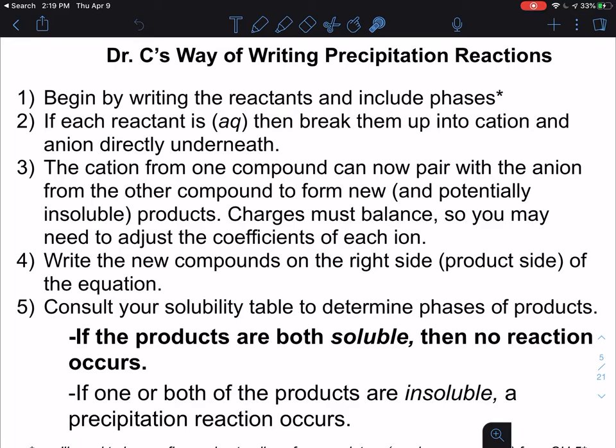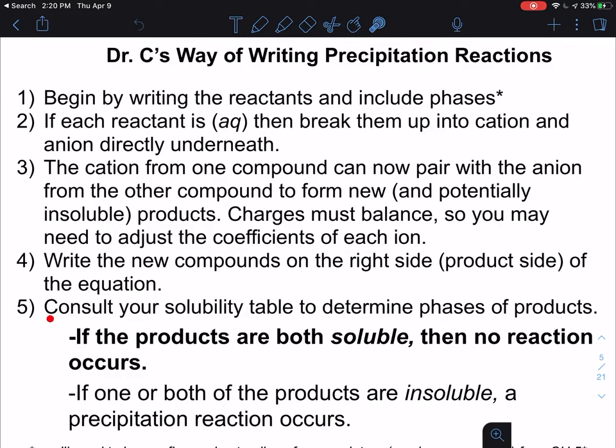Once you figure out the products that are being formed, you're going to write the new compounds on the right side, the product side of the equation. So you're going to go back up and finish your skeleton equation. But because you broke up the cations and anions first, and you balanced the charges with coefficients, you shouldn't have to go back and rebalance the whole equation. Again, I'll show you how to do this in a second.